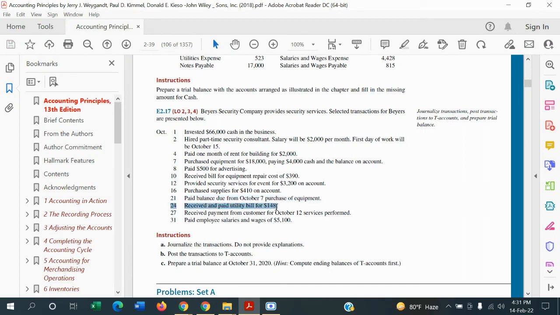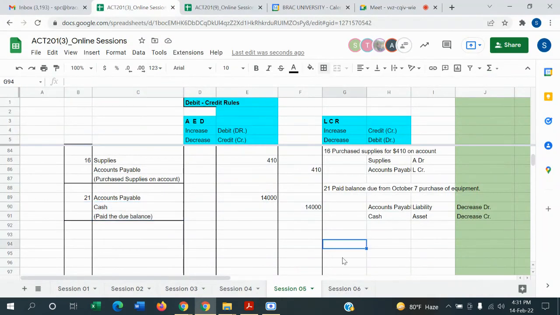24. Received and paid utility bill for 148. Now you have received the bill and paid. What should be the journal? I want to do it directly. You received the utility bill and paid it. So what should be the accounts? Utility expenses and cash. Exactly.